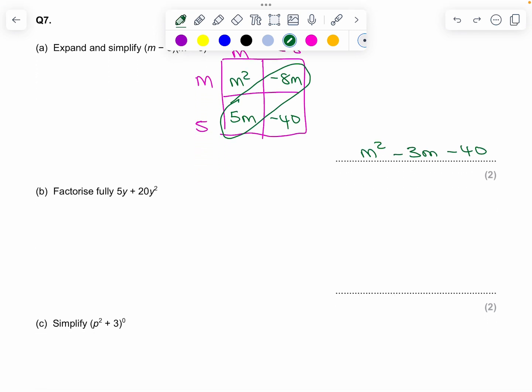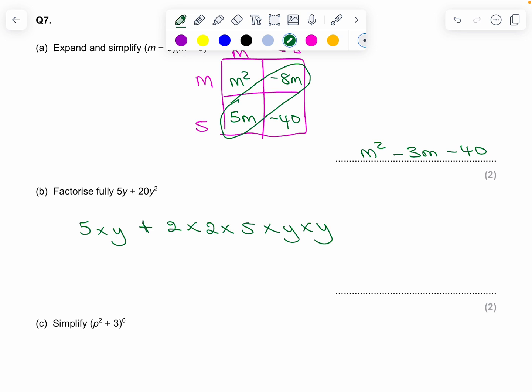Okay, factorise. Lots of different ways you could have done this. The way I've taught you guys is to put it in its prime factors, if you are not very confident with factorising. So 5y can be split into 5 times y, plus 20 can be split into 2 times 5, and y squared is y times y.